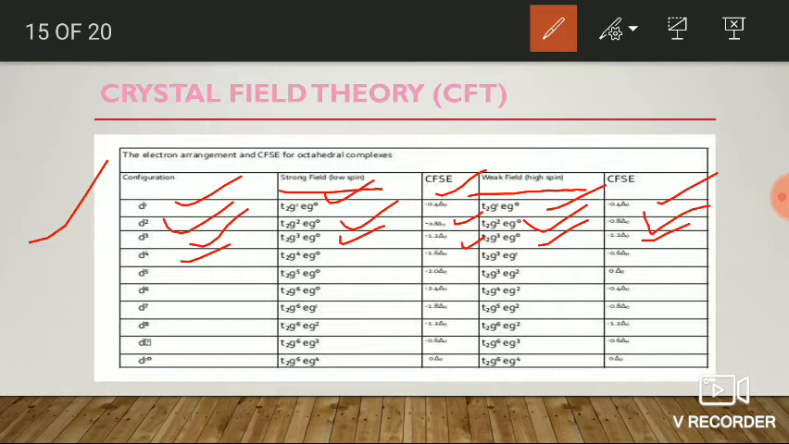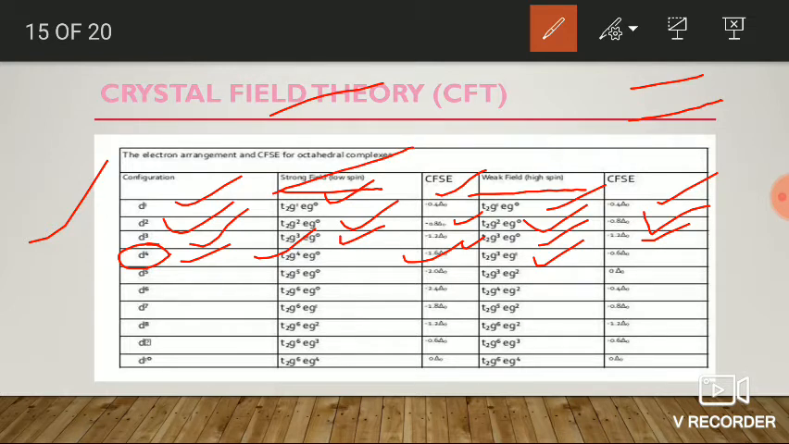In the case of d4 configuration, there is a change in the strong field as well as weak field. In the case of strong field, due to the higher energy separation, the fourth electron enters into the T2g orbital, that is, pairing of electrons takes place. So 4 into minus 0.4, that is minus 1.6. But in the case of weak field ligands, there is a small energy gap. In the case of strong field, the energy gap is high.